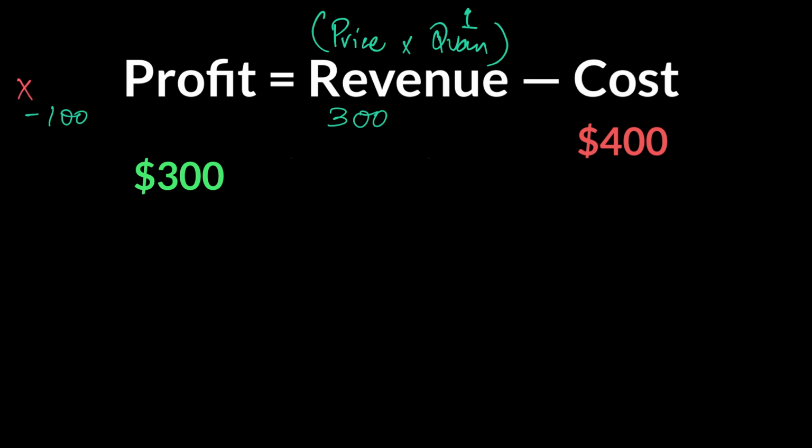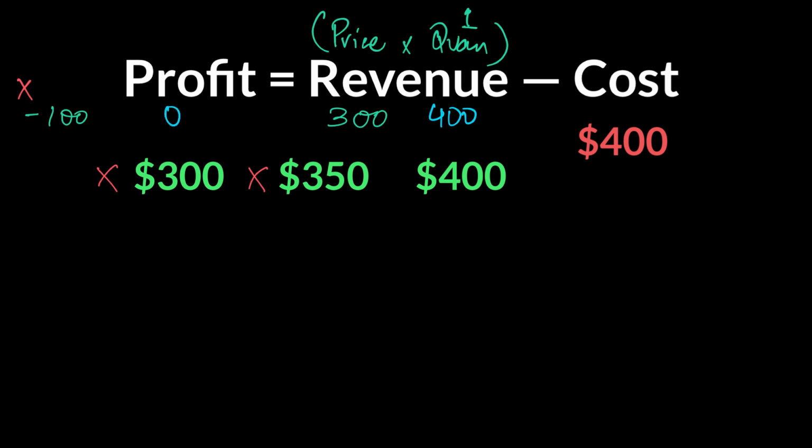What if I offered you 350? Would you take it? I'm sure your answer is again no, because that means we have a loss of 50. However, I think you will consider selling it at 400. Because if I sell it at 400, it costs me to make 400 as well. That way, I've got no profit, not a loss either. So I'm breaking even at this point.